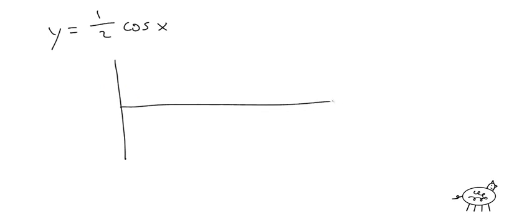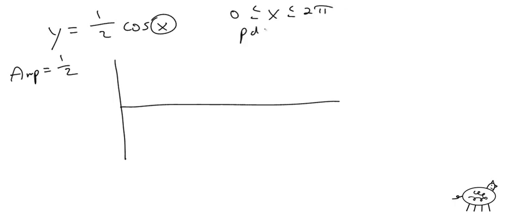Let's graph y is equal to 1/2 cosine of x. We know our amplitude is equal to 1/2. Okay, and this guy here, x is between 0 and 2 pi. So that means the period is equal to 2 pi minus 0, which is 2 pi. And the increment is equal to 2 pi over 4, which is again pi over 2. That's going to change later, but again, I'm trying to get you guys used to it.